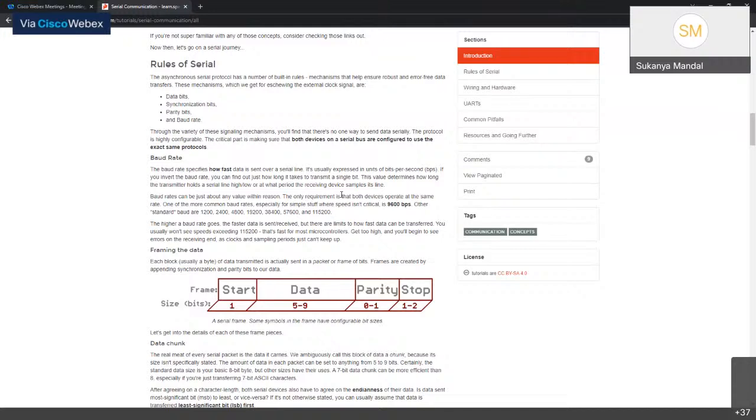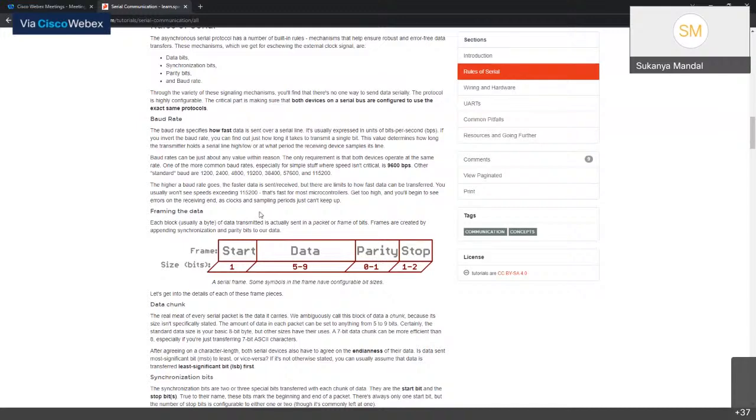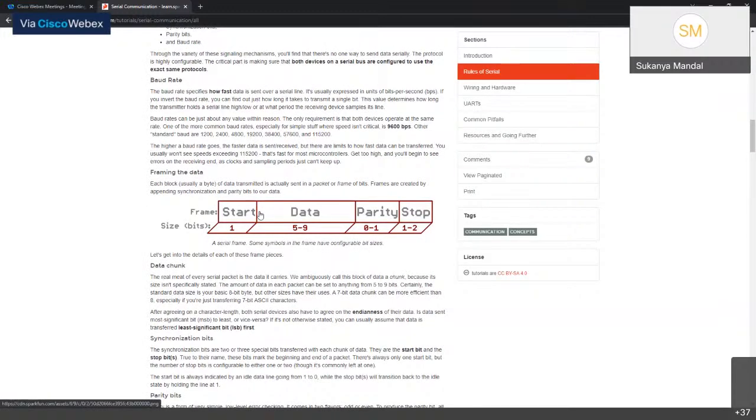Talking about baud rate, those who are from an electronics background would know this very well. The baud rate specifies how fast the data is sent over a serial line. It is usually expressed in units of bits per second. If we invert the baud rate, we can find out how long it takes to transmit a single bit of information. This value determines how long the transmitter holds a serial line high or low, and at what period the receiving device samples its line.